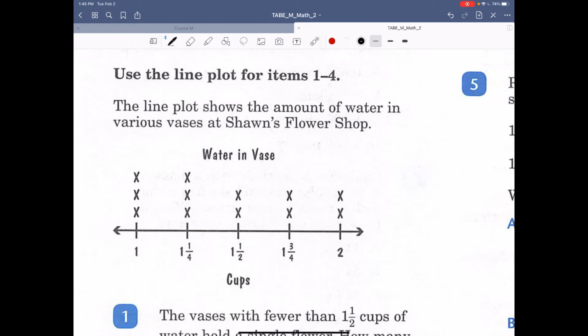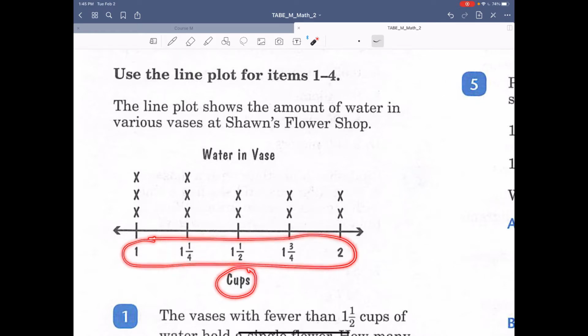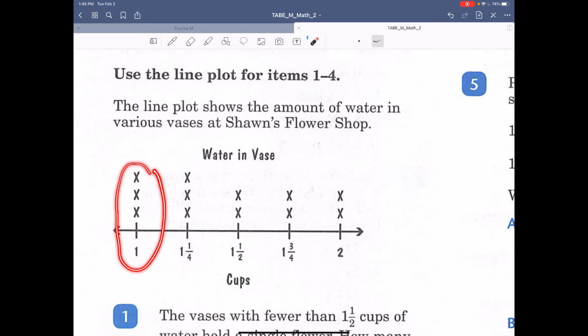So to construct this line plot, I could have walked into Sean's flower shop and measured the water in each vase. And let me just review with you what this is saying to us. If you look at this first column, notice that this is cups along the bottom. So in this first column, it says that 3 vases have 1 cup of water. Each X represents a vase. 3 vases have 1 cup of water.